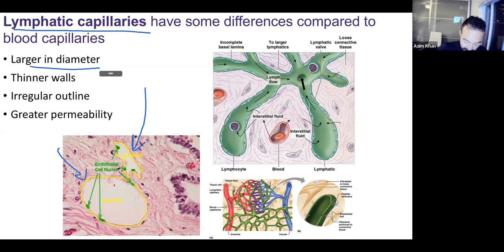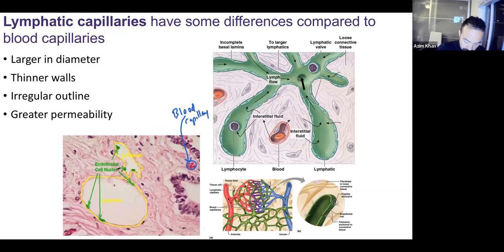Blood capillaries are tiny. Oh, here we go. There's a blood capillary. Whereas these, I'll do it in yellow, these are lymph capillaries. They're larger in diameter, they have thinner walls, generally irregular outline, and they have a high permeability, meaning they can take fluid in more easily. If their job is to collect excess interstitial fluid, they'll collect it more easily.